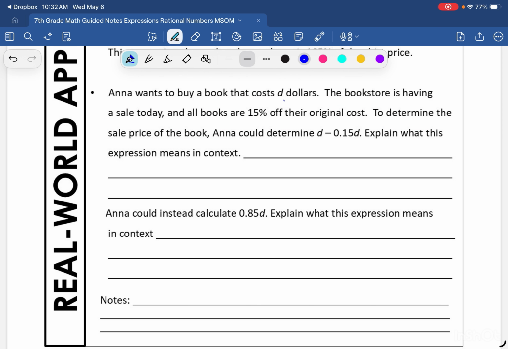All right, so it tells us that D right here is the cost of the book. So if I have the cost of the book, then I am subtracting 15% off of the cost of the book. Remember, it's 15/100 times D times the cost, because of means multiply. You're figuring out 15% of the cost of the book. So to get the discount price, we're getting the cost of the book minus 15% of the cost of the book.